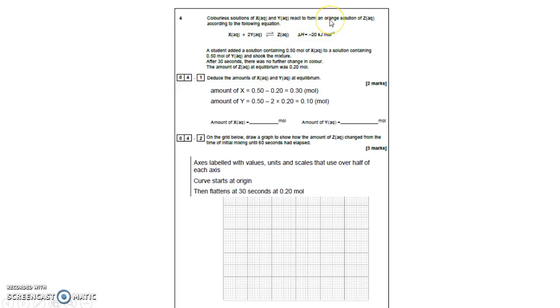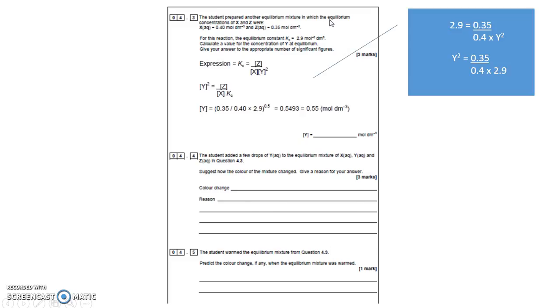It says Z is orange, so we're going to get a darkened colour. We're going to get more orange because the equilibrium moves to the right hand side. We get more Z made. And the reason that happens is to try and use up some of the Y that's just been added.